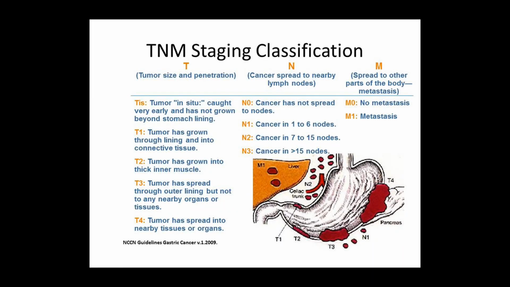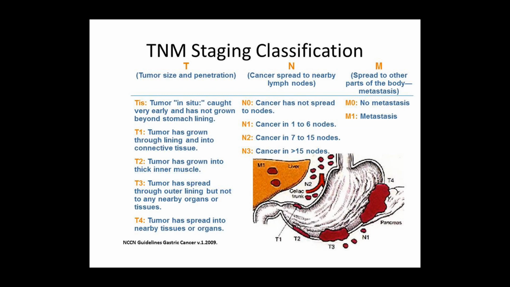TNM staging classification also applies to gastric malignancies. For the tumor size or T staging, if a tumor is classified as Tis, it means that the tumor is in situ, or caught very early, and has not grown beyond the stomach lining. A T1 tumor has grown through the lining and into the connective tissue. A T2 graded tumor has grown into the thick inner muscular layer of the stomach. A T3 tumor has spread through the outer lining but not to nearby organs or tissues, while a T4 tumor has spread into nearby tissues or organs.